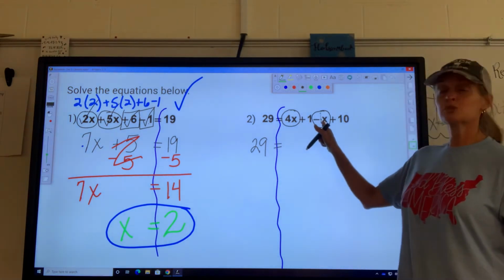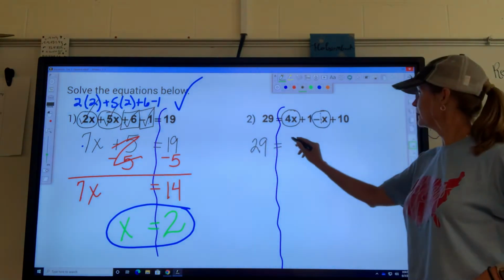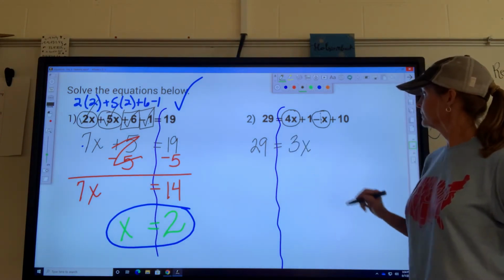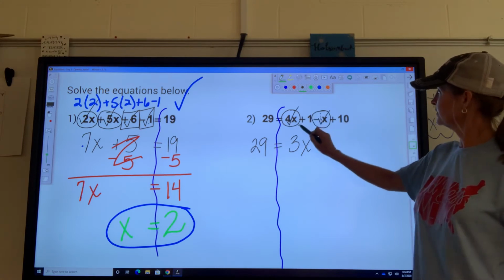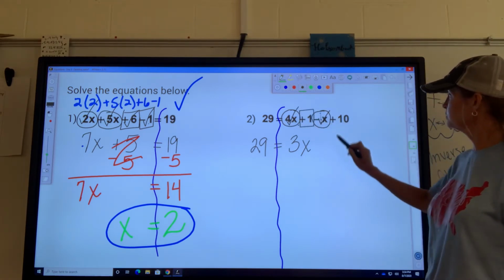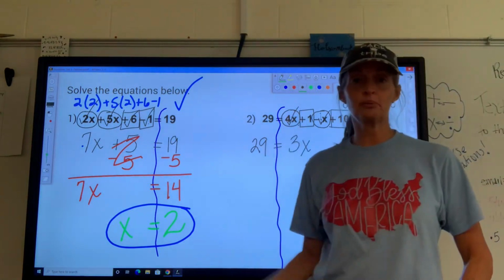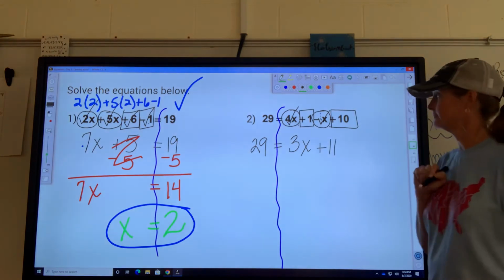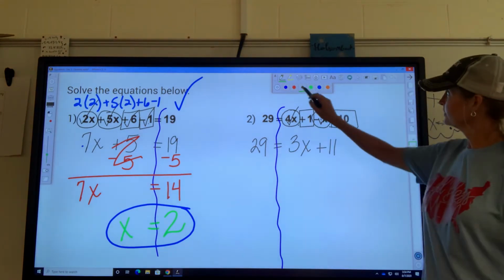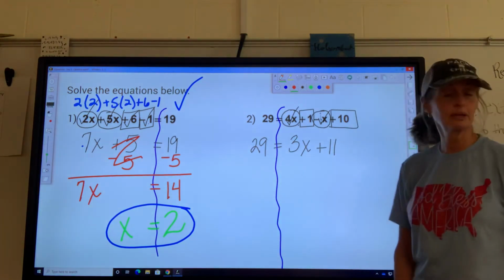4 minus 1. Put them in the same pile. You have a positive 4 and a minus 1. That will make 3x. All right, come over here now again. Got it? Got it. Let's take care of these. Plus 1 plus 10. What do you get when you do plus 1 plus 10? You guys are good. Plus 11. And abracadabra, now you're right smack at a dadgum two-step equation.